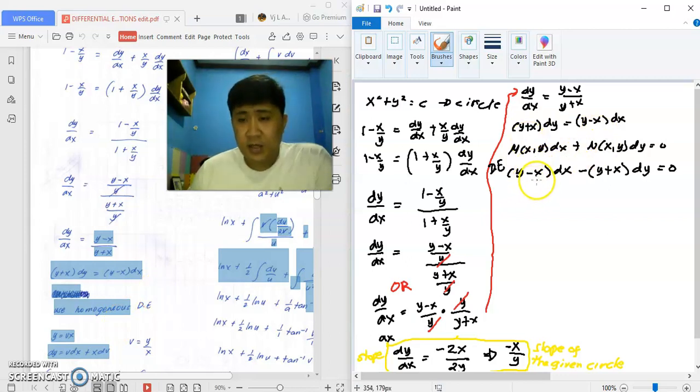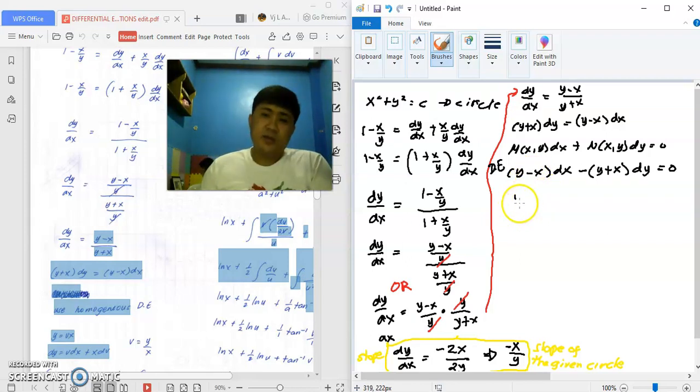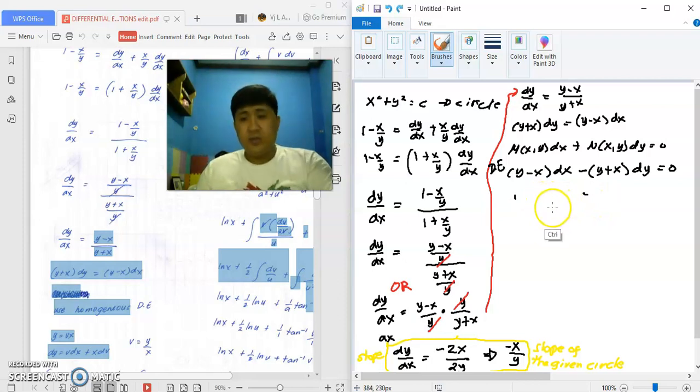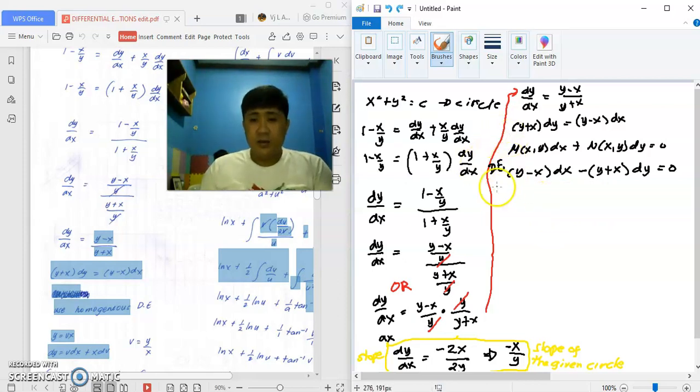So if that is exact, with respect to y, this becomes derivative of y, that is 1, and derivative of a constant, that is 0, right? So if you derive y, that is 1. Derive x, that is 0. So if we derive with respect to x, negative, that is derive y, that is 1 times negative, negative 1. So derive negative x, that is 0. So therefore, this is not an exact differential equation. So therefore, what remains is a homogeneous differential equation.